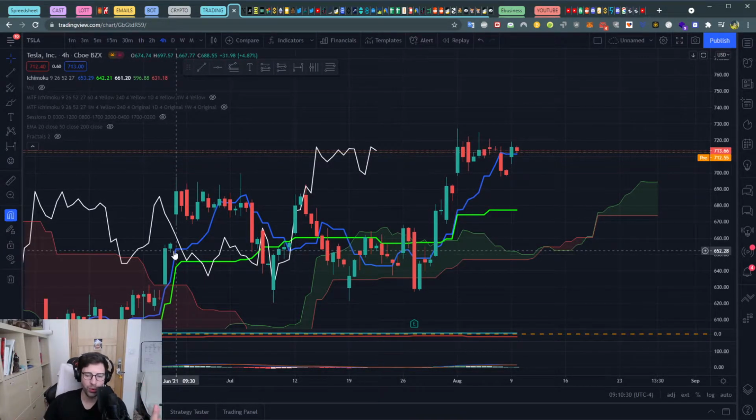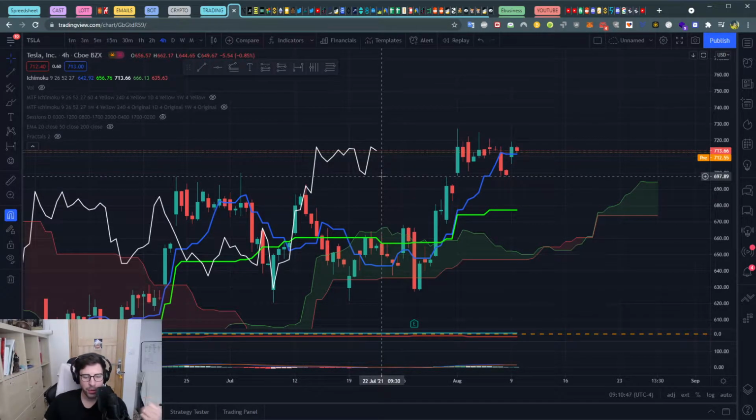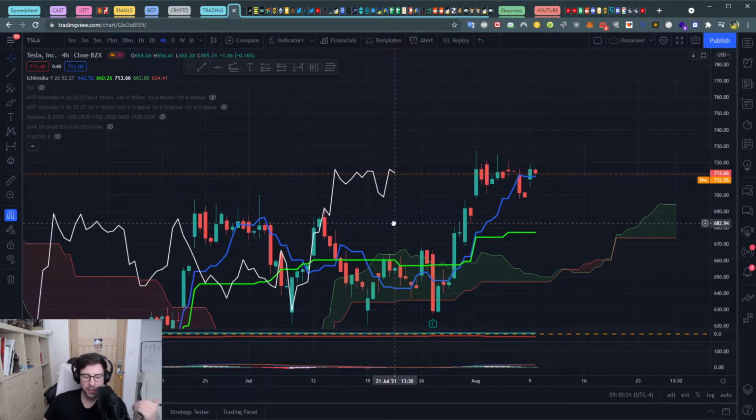Definitely not, guys. Don't ignore the lagging span. It's one of the most interesting tools ever. It's based 26 periods behind, okay, and it's actually indicating the direction of our trend and our resistance. So it can actually spot resistances before they happen.